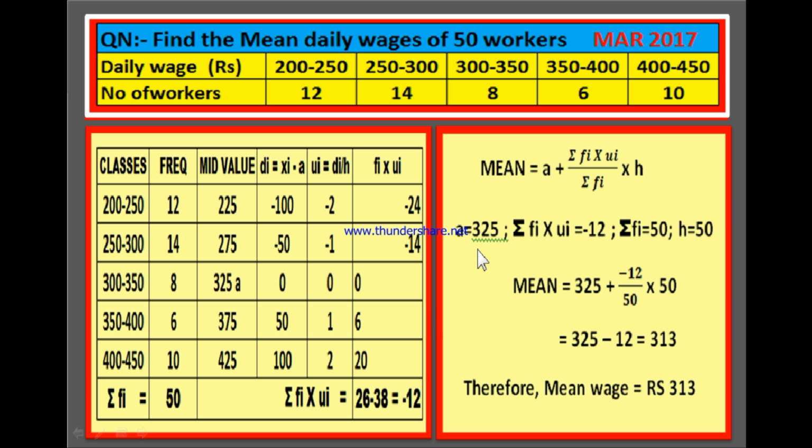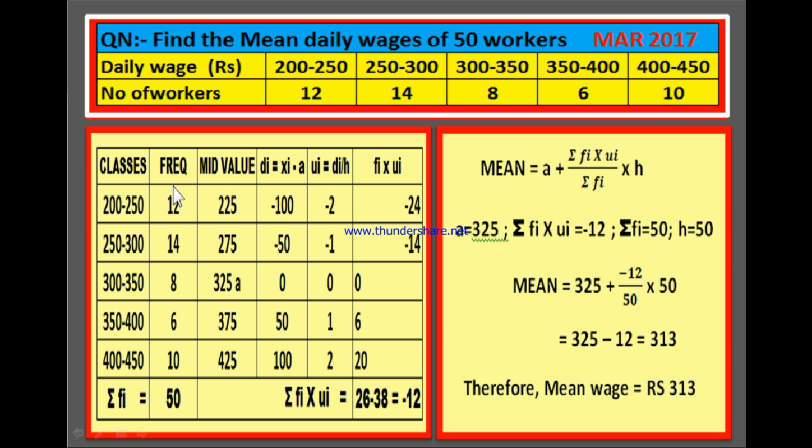Now you simply substitute these values in the formula. Mean is equal to A value 325 plus sigma fi ui minus 12 by sigma fi 50 into H, which is 50. This 50 in 50 one time. This is 325 plus into minus 12. 325 minus 12 is 313. Therefore, mean wage of each worker is 313 rupees. Like this, you can find the arithmetic mean using step deviation method.